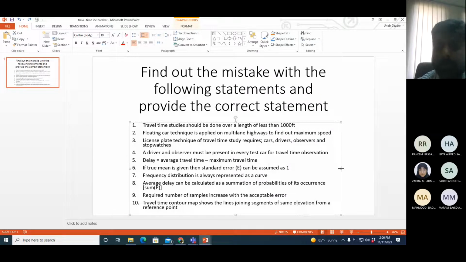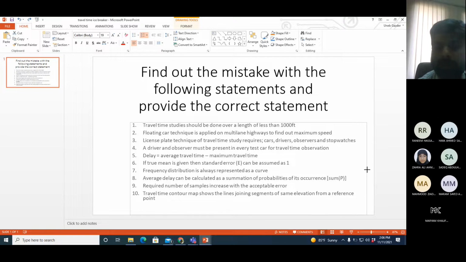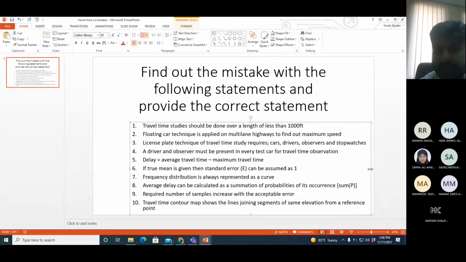Okay. So on the slide here, you see some statements. These statements are related to the travel time studies topic, all of them. All of these statements are wrong. This is what I'm telling you from the start. We'll go statement by statement and you will give me the correct statement. You find out the mistake with the statement and rewrite it in the correct form.